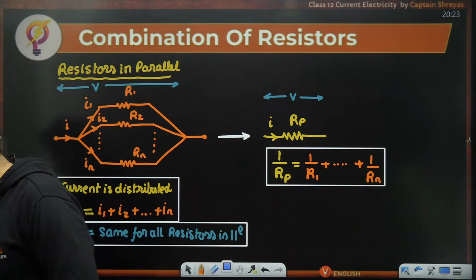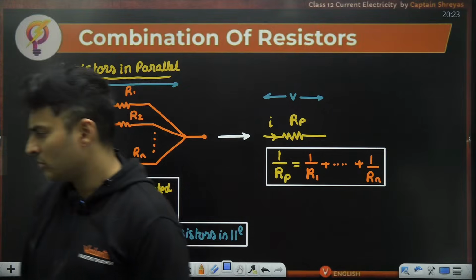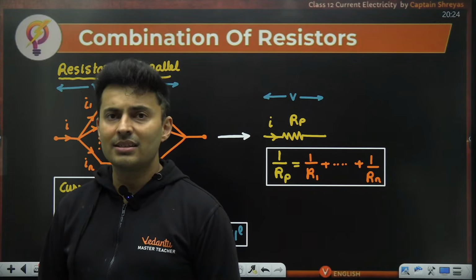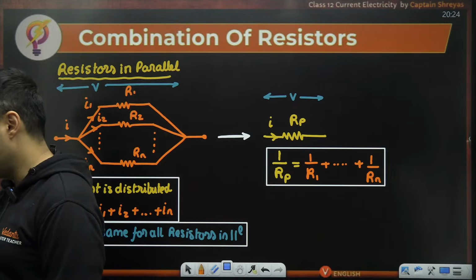Sir, can the resistance be 0 in parallel sometimes? No. Why will the resistance be 0? Because if you have some resistors, they will obviously give some resistance. It might become small, but it will definitely not be 0.